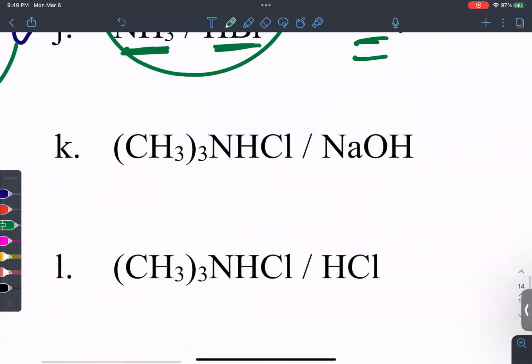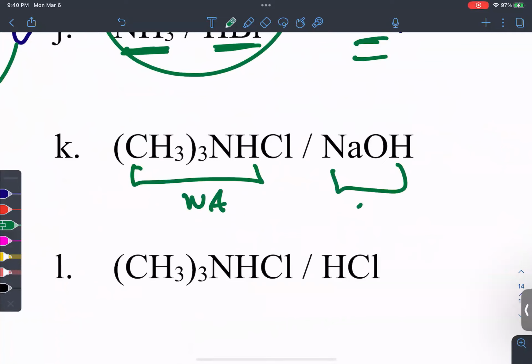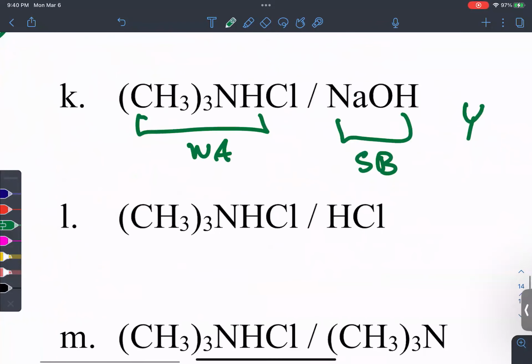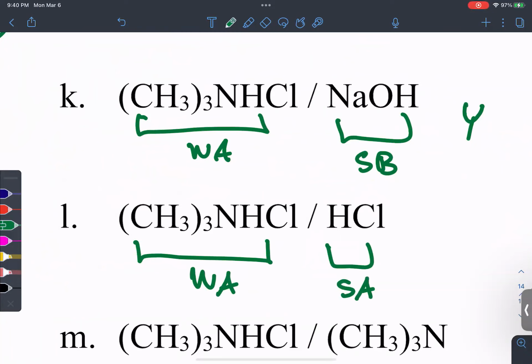All right, so that is a weak acid, and we add a strong base. Is that a buffer? Yes. This is the same weak acid. HCl is a strong acid. Is that a buffer? No.